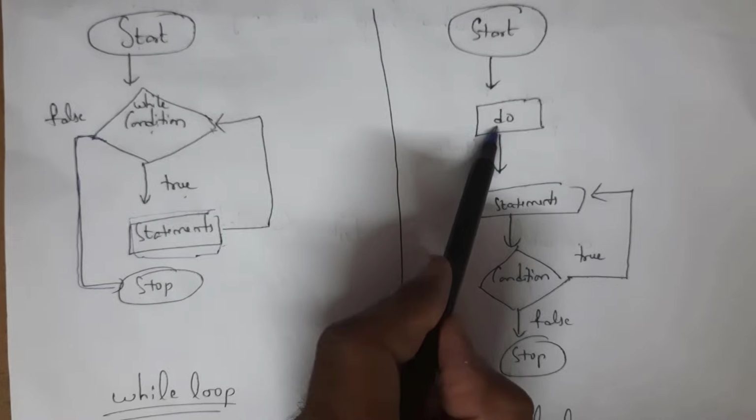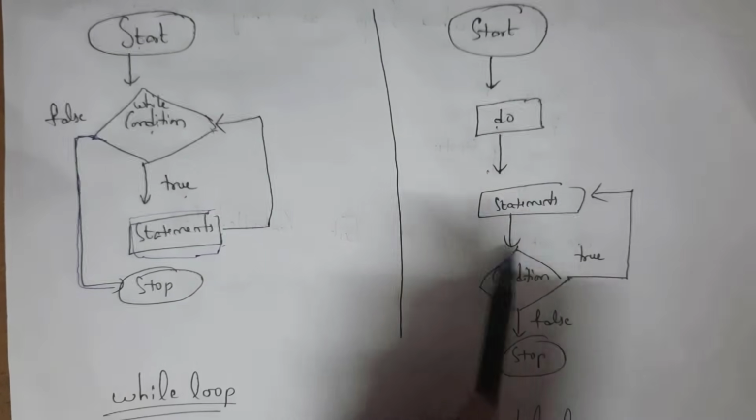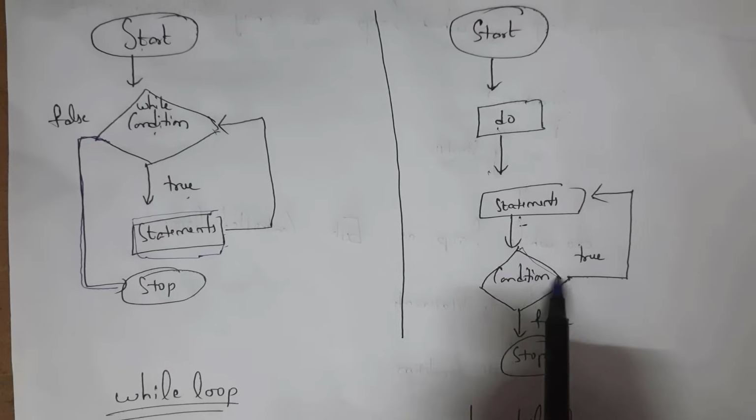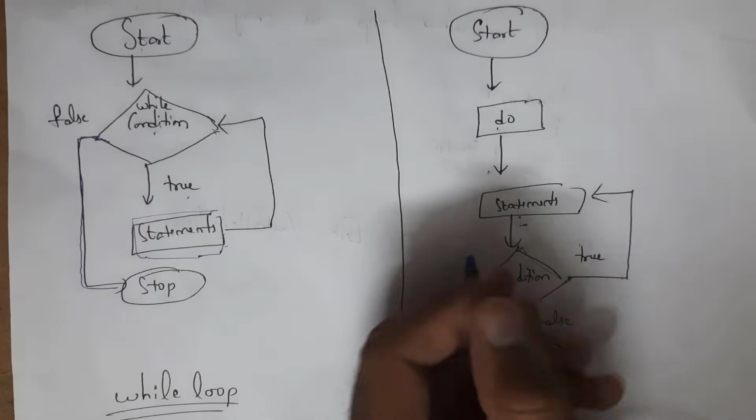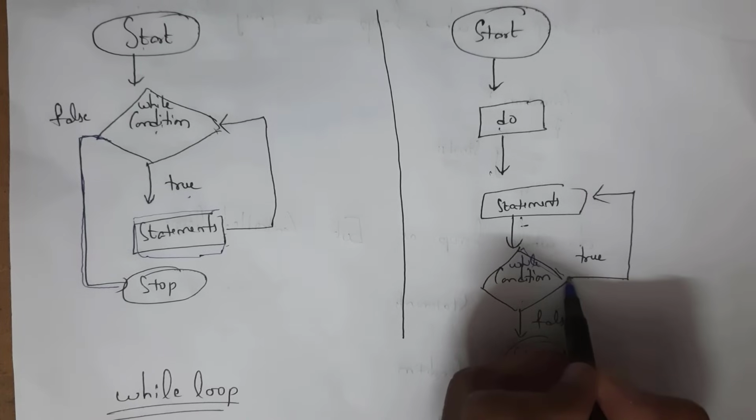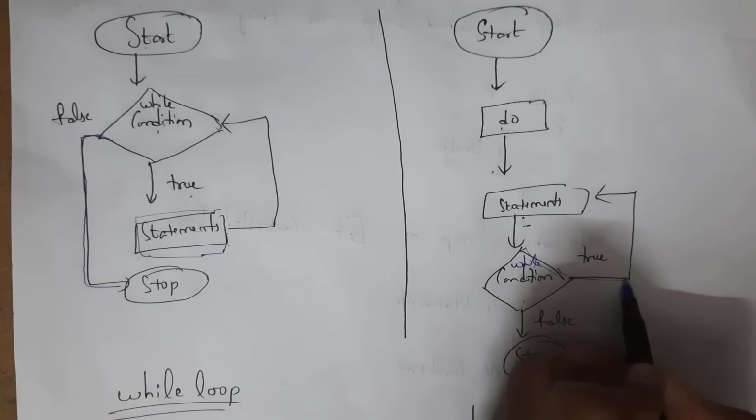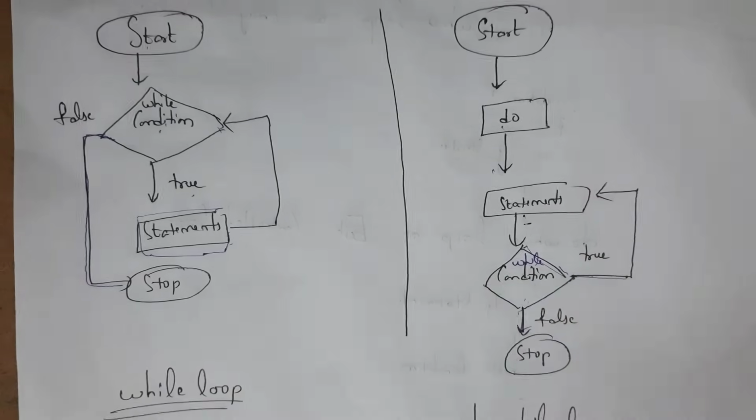At first you need to write do. Inside this do, you need to give some statements, and the statements will be printed until this while condition is satisfied. Here you can give the while condition. Until this while condition is satisfied, whatever statements are present inside this do will be printed, and whenever the condition reaches false, it will stop this loop.